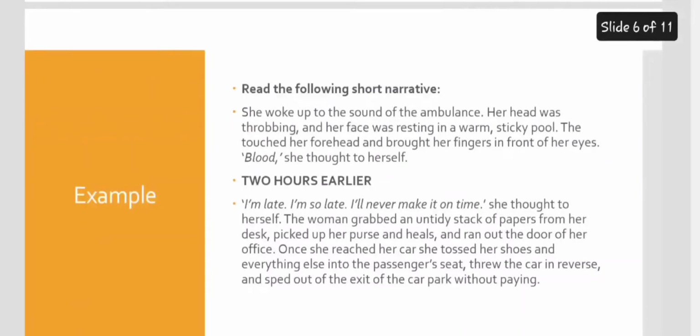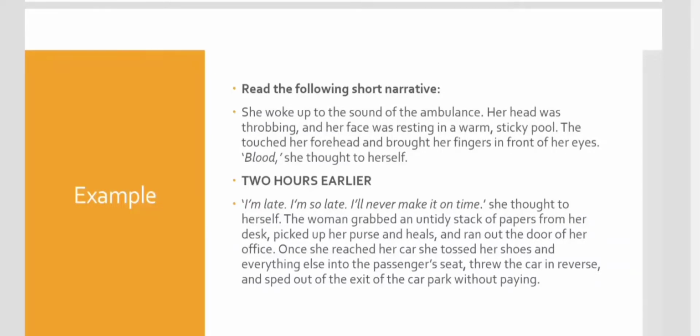The example that I have given here is, and I'm reading: she woke up to the sound of the ambulance. Her head was throbbing and her face was resting in a warm sticky pool. When she touched her forehead and brought her fingers in front of her eyes, blood, she thought to herself. 2 hours earlier. And then 2 hours earlier, what happened?